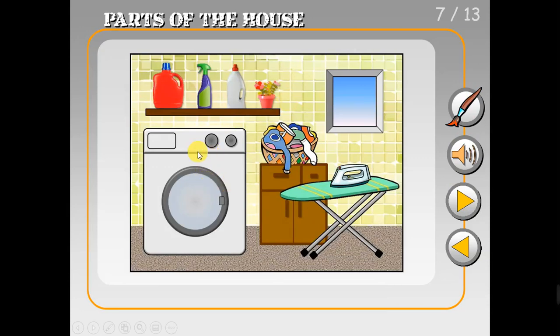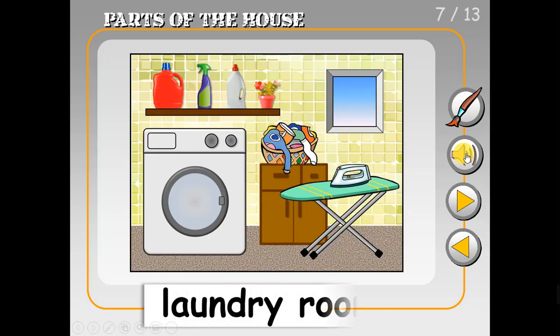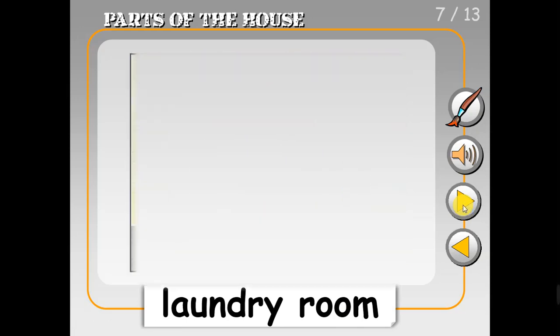As you can see, we have a washing machine and there is an iron here. Normally what we do in this place is the washing. We wash clothes and we iron them. So this part of the house is called the laundry room. Great. Let's see what else we have.